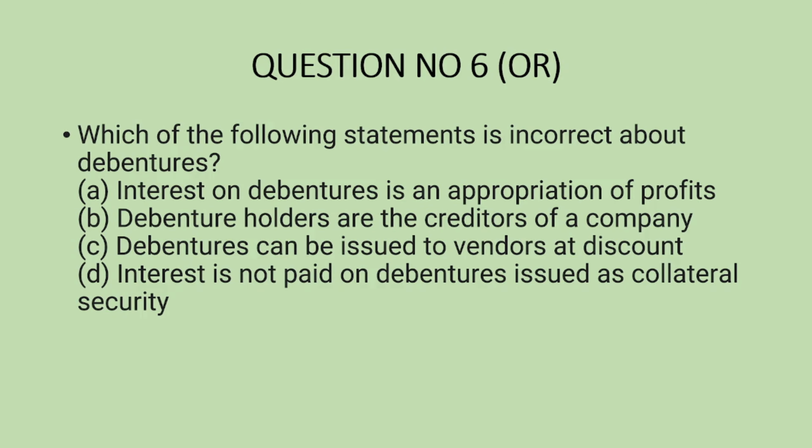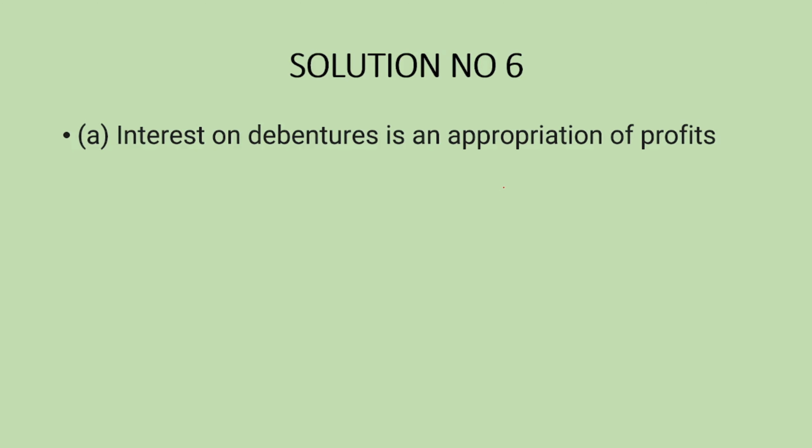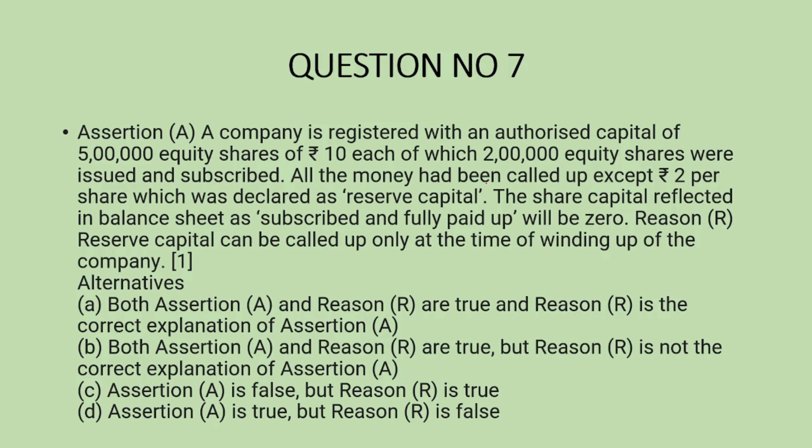Question number 6 or, which of the following statements is incorrect about the debentures? Interest on debenture is an appropriation of profit. Debenture holders are creditors of the company. Debenture is issued to the vendors at discount, and interest is not paid to the debenture issues as collateral security. So the correct answer will be interest on debentures is an appropriation of profits. Number 7, assertion.